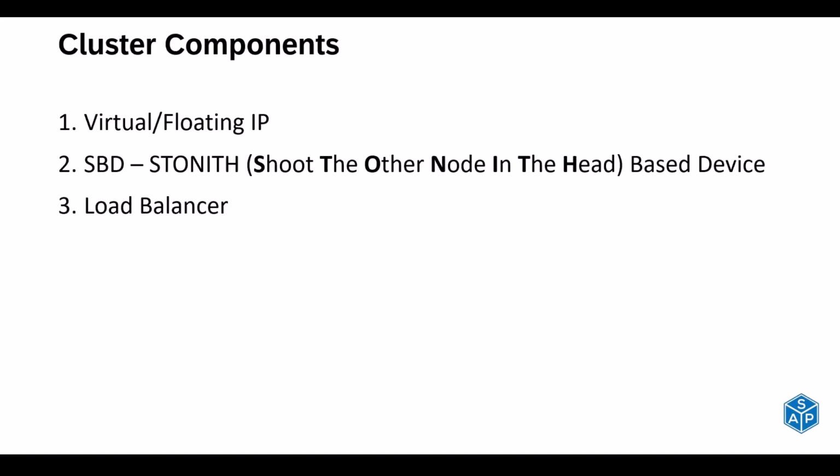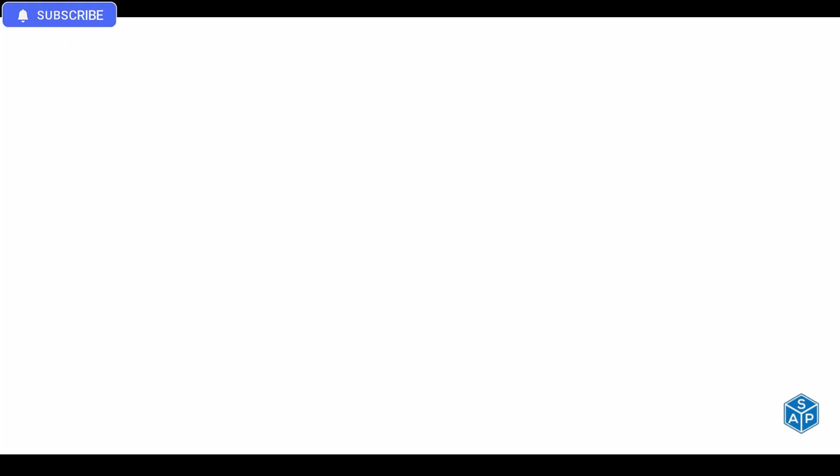Virtual IP means it is not a physical IP. It is not assigned to any NIC, network interface card or an Ethernet adapter. It is loosely based. As the name suggests, floating means sometimes it will be on one node, and if you want, you can remove it from that node and move it to another node. How it works, we'll see in the explanation. Same goes with STONITH, SBD, shoot the other node in the head-based device, and the third is the load balancer. Now let me take you to the next screen to understand all these technical terms and components.